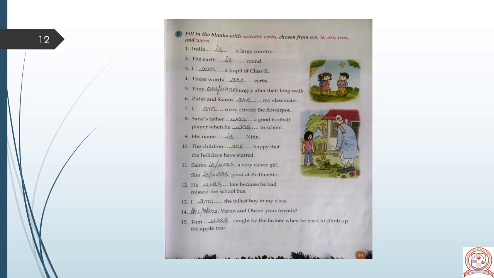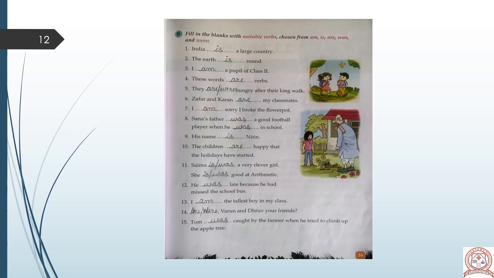Now first, India dash a large country. So what will we use here? India were a large country? No. Then India am a large country? No. India is a large country. Now second, the earth is round. I am a pupil of class 2. These words are verbs.